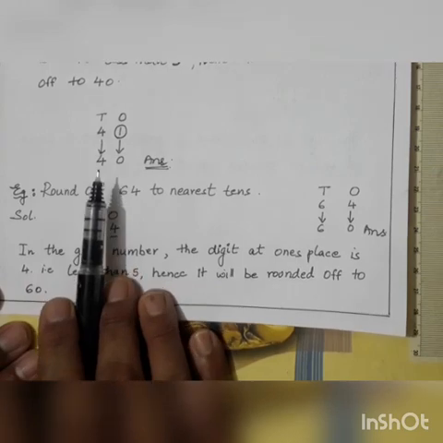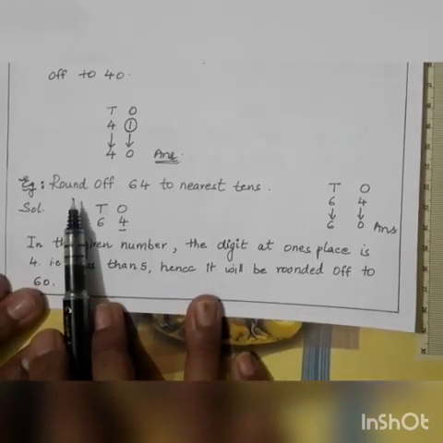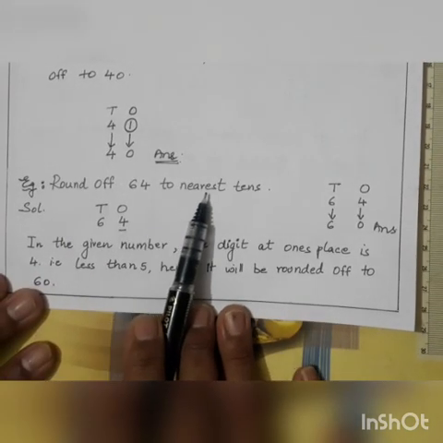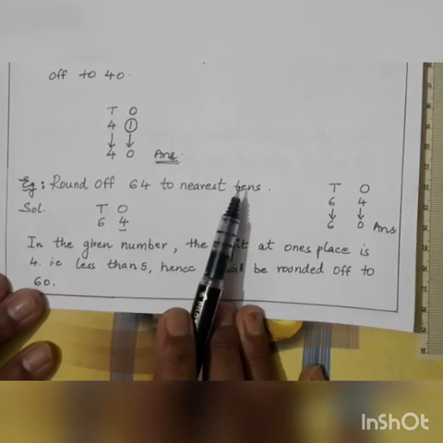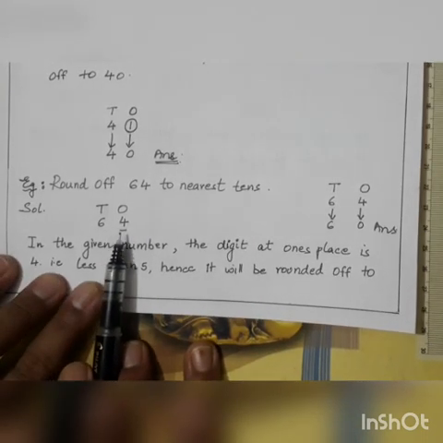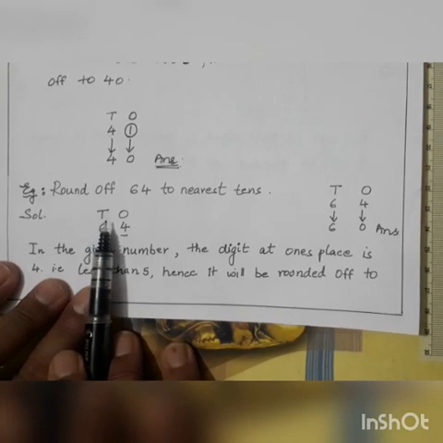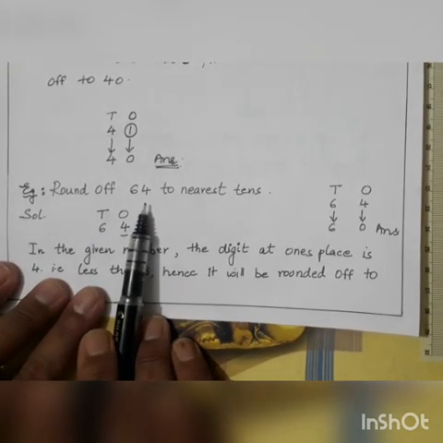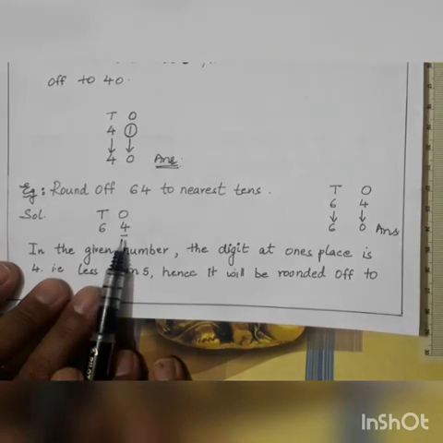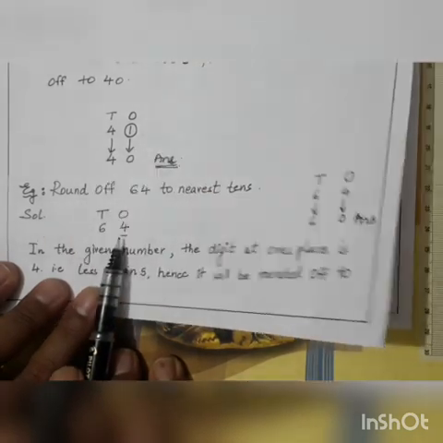Let us understand this with one more example. Round off 64 to the nearest tens. Here again we will write the number and we will write the place values on top. Now when we have to round off 64 to the nearest tens, this means we are going to consider the digit at the ones place.